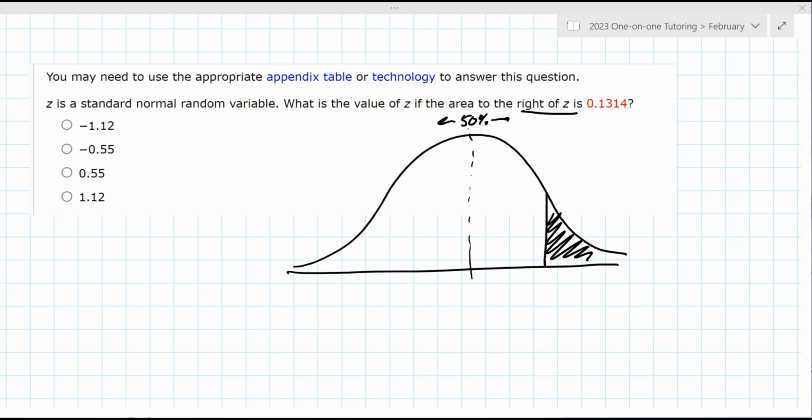So my first number would be the area. The area is 0.1314. Do I put the 0 before it? It doesn't matter. Up to you. All right. And then the mu would be 0. Yes. And then 1 for sigma. Yes. And then right tail this time. Yeah.